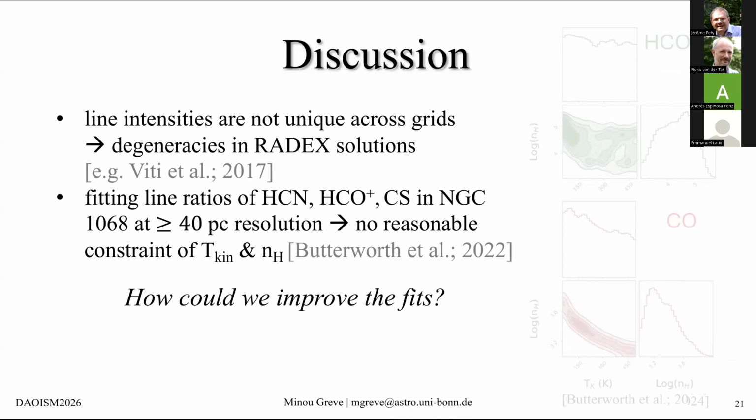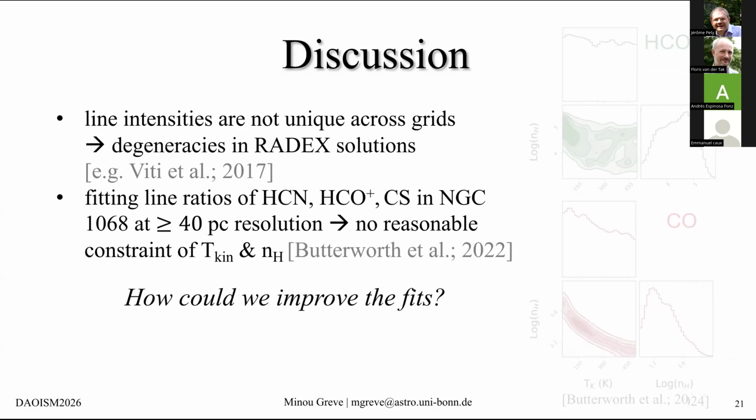So let's sum up. While the column densities mostly were well constrained, we saw lots of degeneracies between the temperature and the volume density. These kinds of degeneracies, however, are quite common. For example, in their work from 2017, Vitti et al. showed that when running huge grids, especially in the lines and in the intensities, as well as in the ratios, these are not unique at all across the grids, which automatically then results in degeneracies in the RADEX grids.